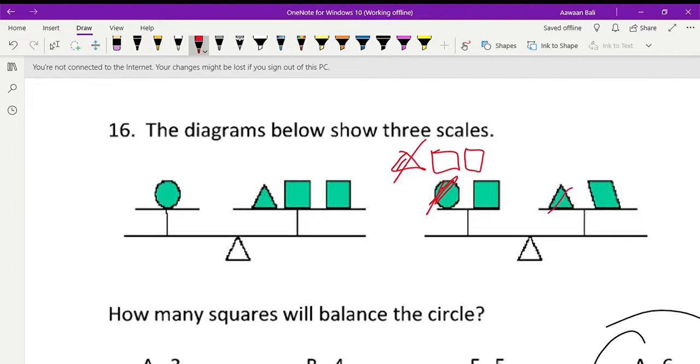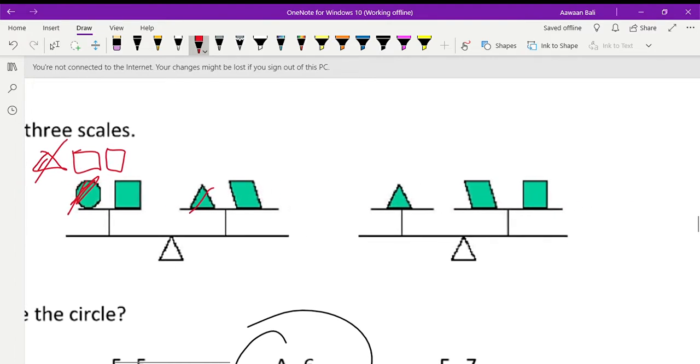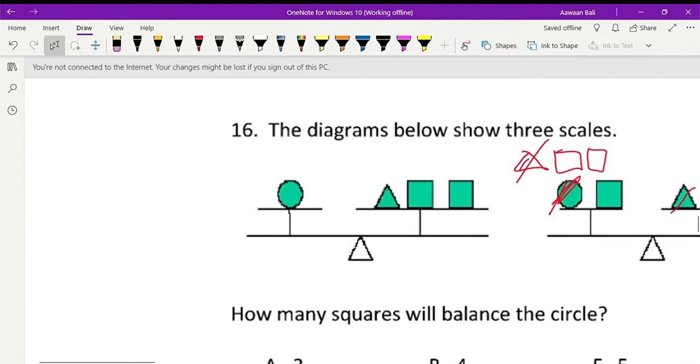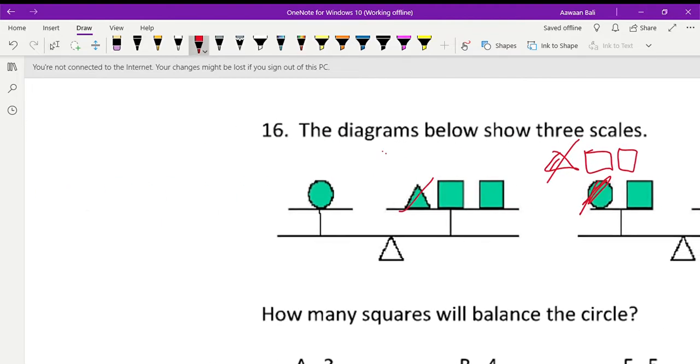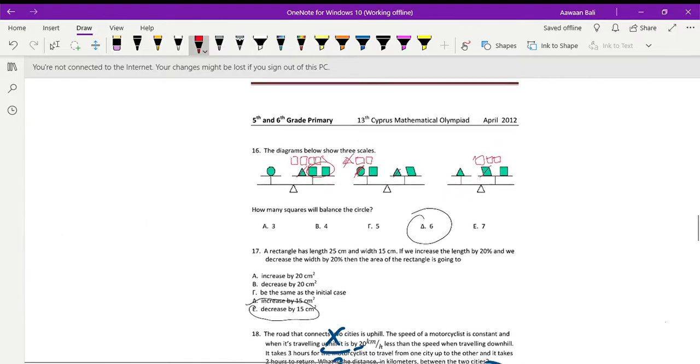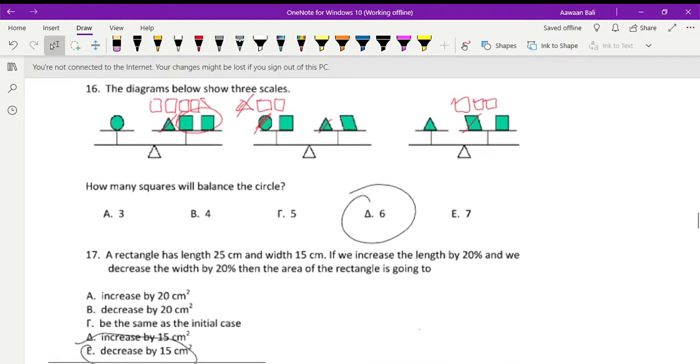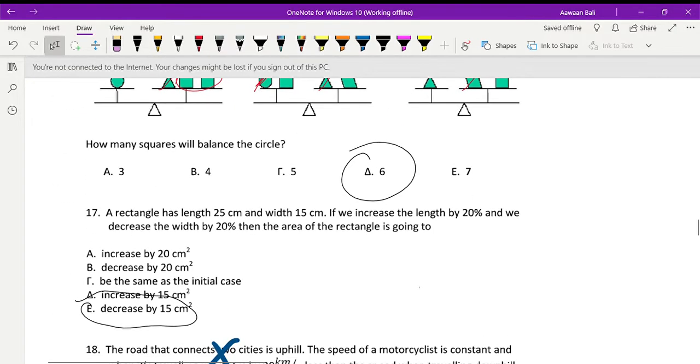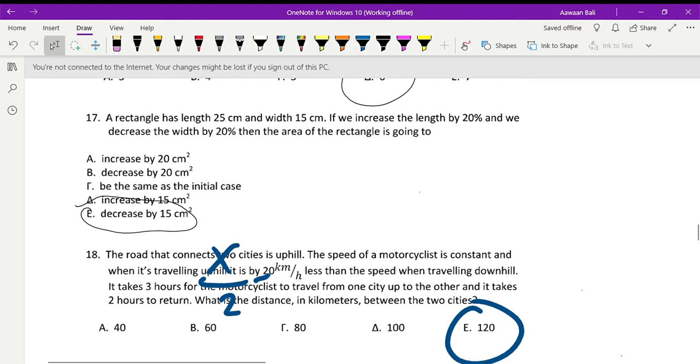So 3 squares is a parallelogram. So if we put, instead of the parallelogram, the 3 squares, the 4 squares is a triangle. Now if we go back here, we can put 4 squares. So then there would be 6, including the 2 squares here, there would be 6 squares in total, which means you need 6 squares to balance the 1 circle. The answer is delta.